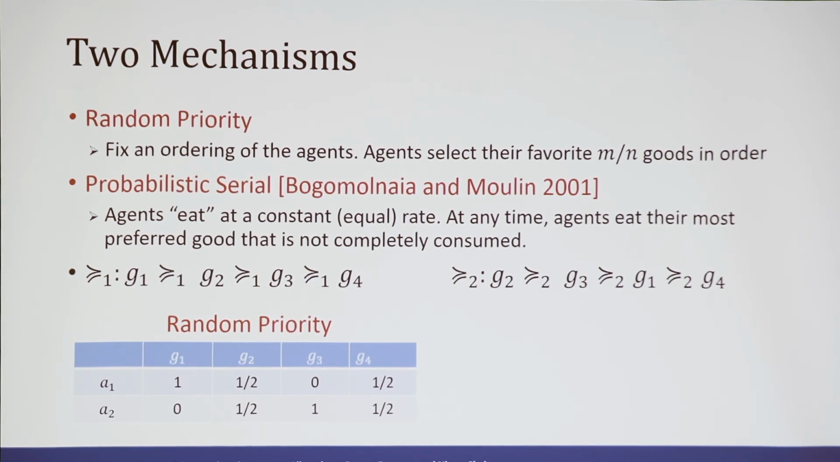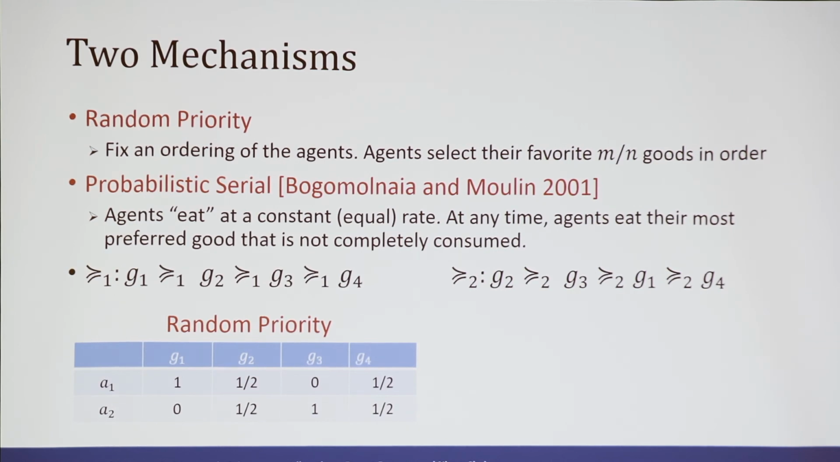Right, what will random priority do here? Well, one ordering is agent 1, then agent 2. So in that ordering, agent 1 will come, and they'll choose their 2 most preferred goods. That's G1 and G2. And agent 2 will get G3 and G4. If we flip the ordering and agent 2 comes first, then agent 2 will choose G2 and G3. And agent 1 will get the remaining 2 goods, G1 and G4.